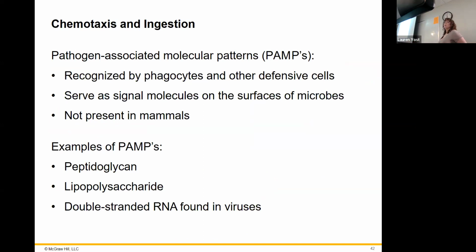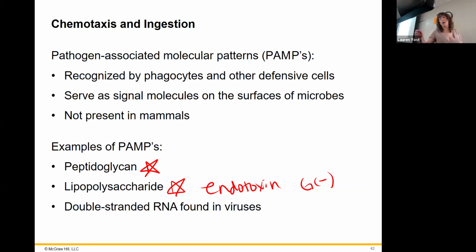All right, so chemotaxis and ingestion usually is going to be signaled by the presence of pathogen-associated molecular patterns, PAMPs again, right? These are signal molecules on the surface of the microbes. Great examples of PAMPs are peptidoglycan, right? Our cells don't have that. So if you have it at all, bad guy. Lipopolysaccharide, remember what this one is? Endotoxin on the surface of gram-negative bacteria, right? So that's not supposed to be in our bloodstream. So that's immediately bad guy.